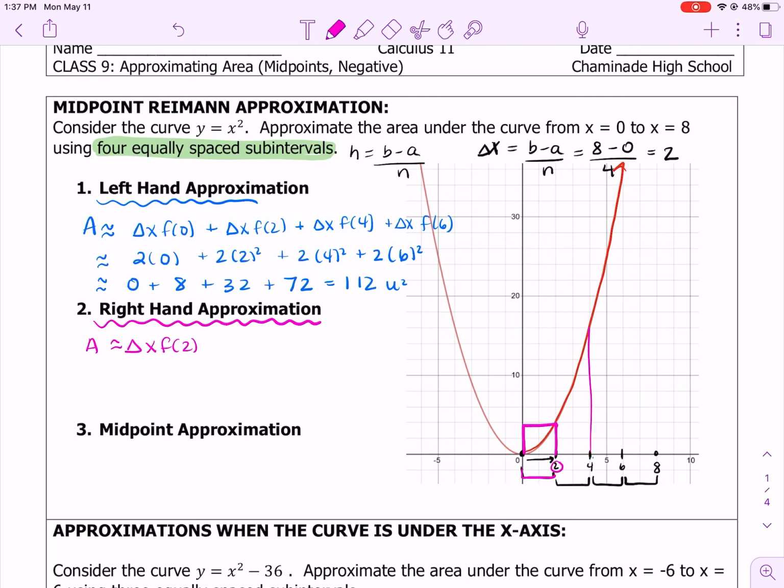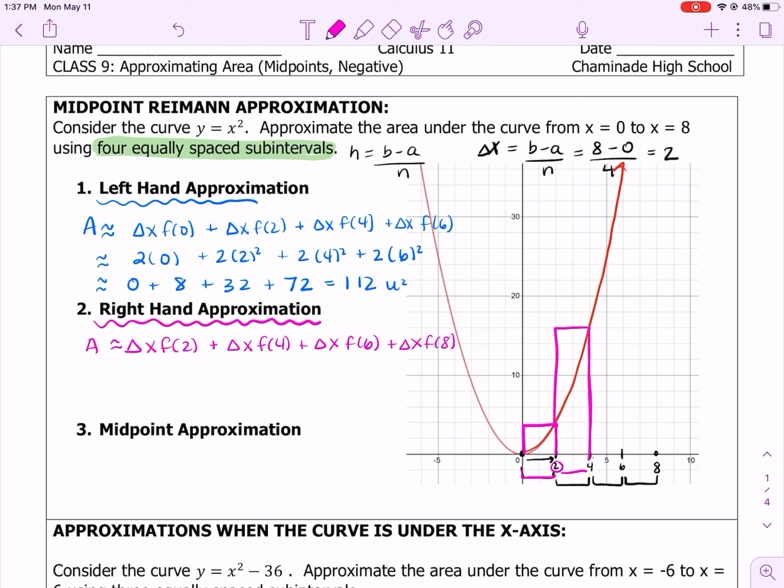We have delta x, that is our base, that's still 2. And now the height of the rectangle is going to be f of 4. So plus another delta x times f of 4. Going to continue through again, another delta x times f of 6, and plus another delta x times f of 8, continuing through with those rectangles.